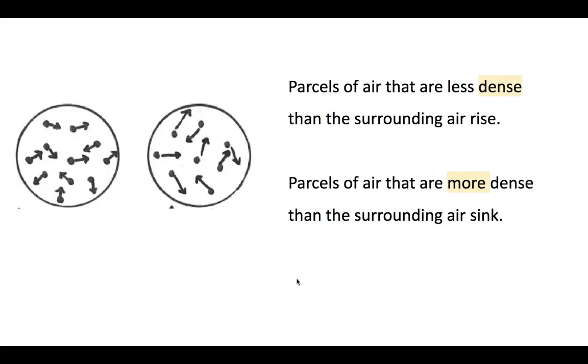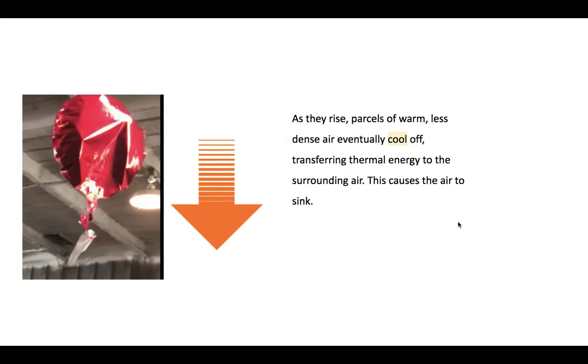Parcels of air that are less dense than the surrounding air rise or go up, and parcels of air that are more dense than the surrounding air sink or go down. As they rise, parcels of warm, less dense air eventually cool off, transferring thermal energy to the surrounding air. That causes the air to sink.